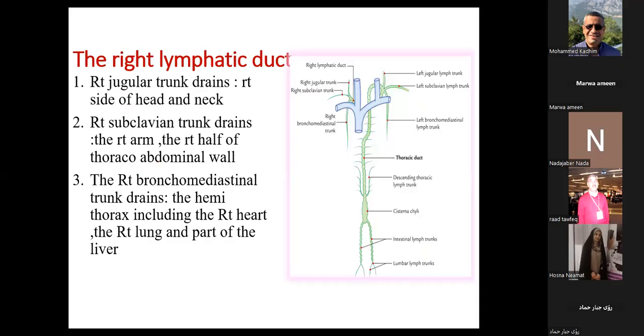And the right lymphatic duct drains the confluence of the right jugular trunk, right subclavian trunk, and right bronchomediastinal trunk. The right jugular trunk drains the right side of the head and neck, and the right subclavian trunk drains the right arm and right half of the thoracoabdominal wall, while the right bronchomediastinal trunk drains the hemithorax, including the right heart, right lung, and part of the liver.